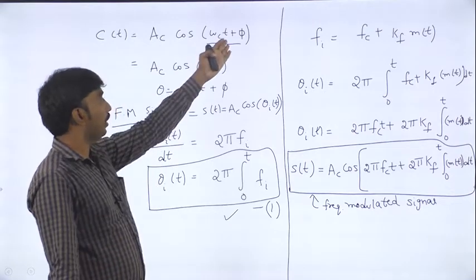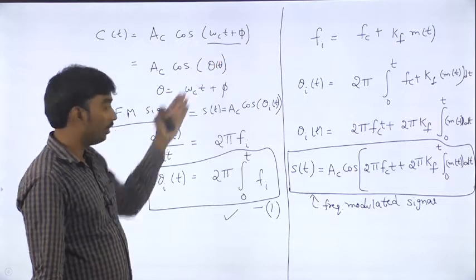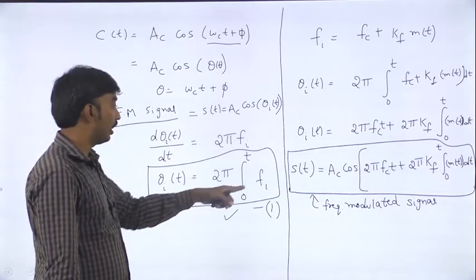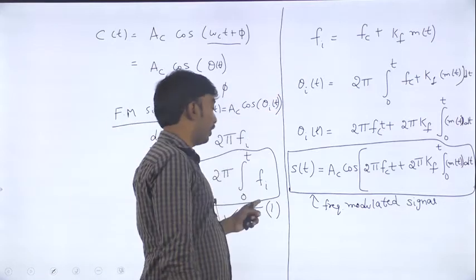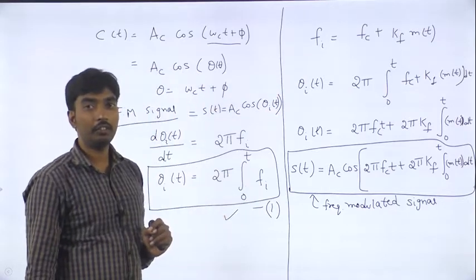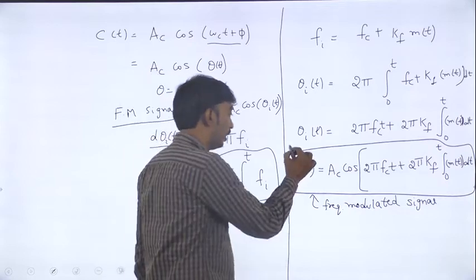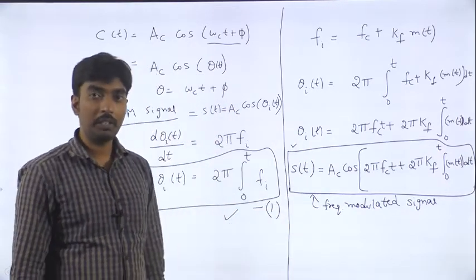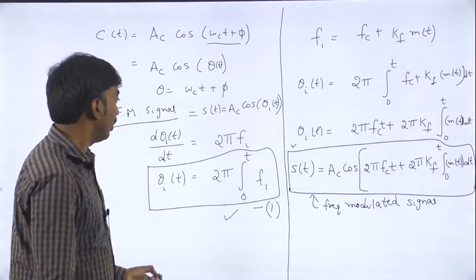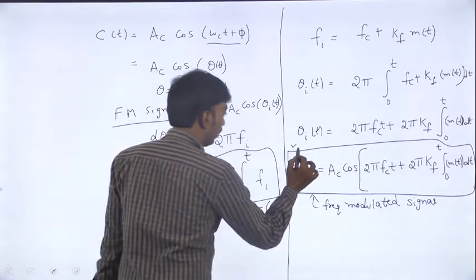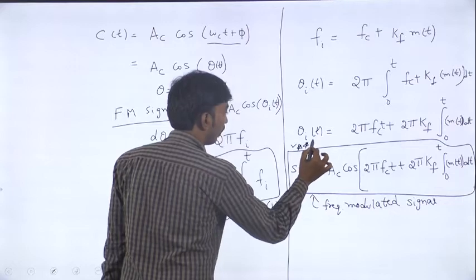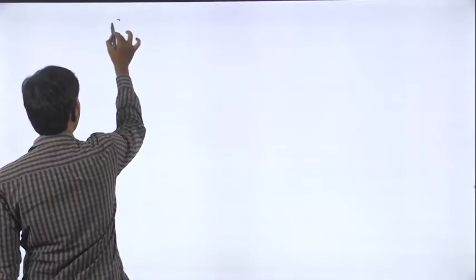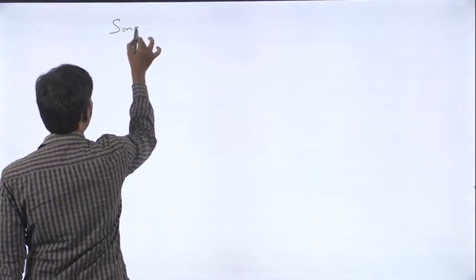I have just differentiated the angle, and after differentiation, I have substituted the instantaneous frequency, right? If I substitute instantaneous frequency, I will get the frequency modulated signal mathematical expression, right? This you should remember, right? And then we will discuss about a single tone modulation.